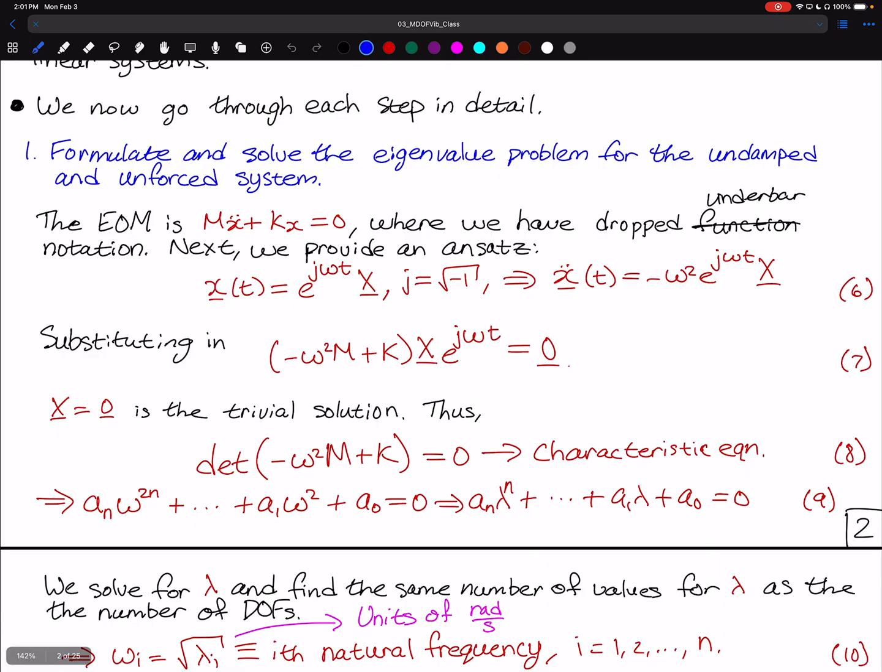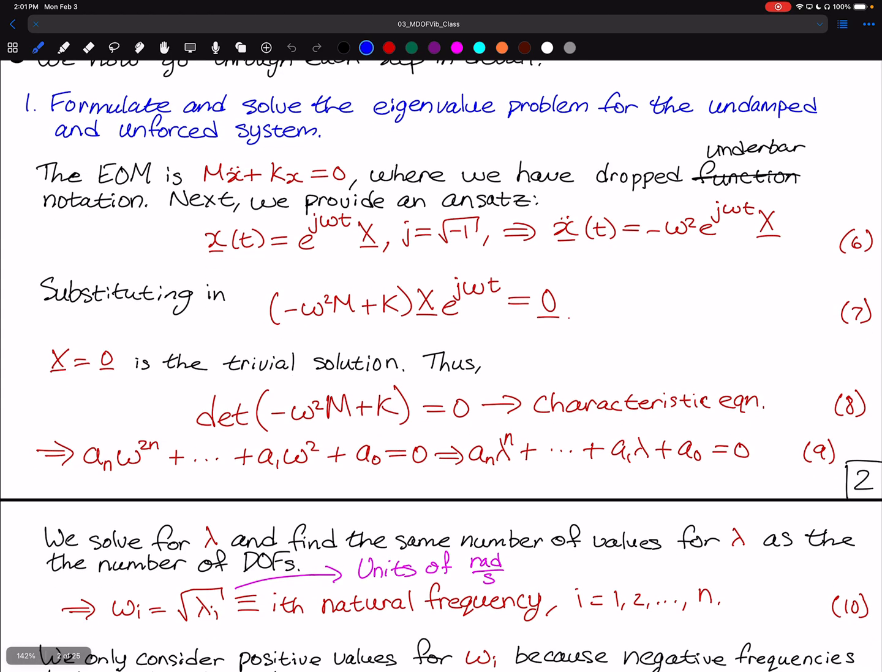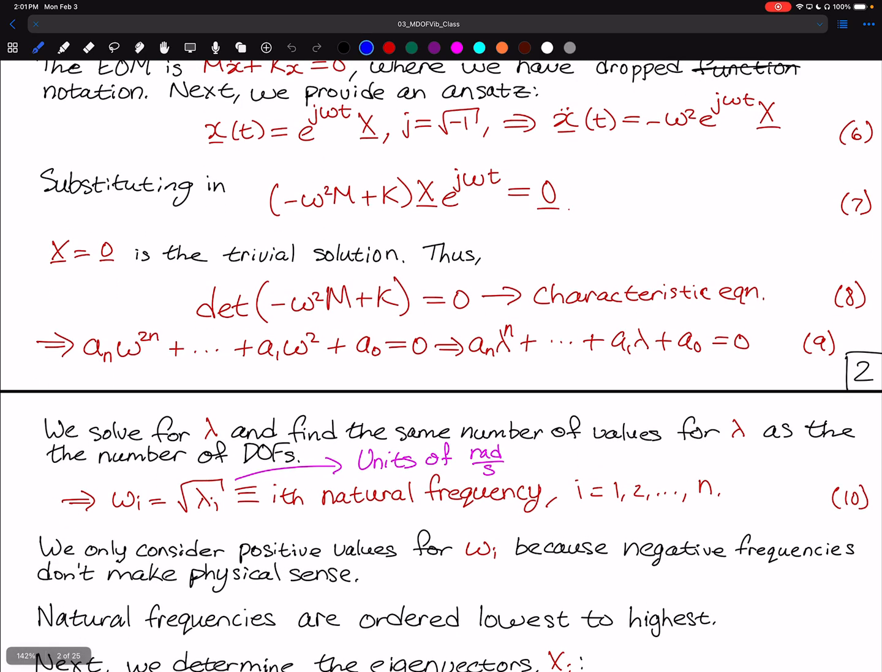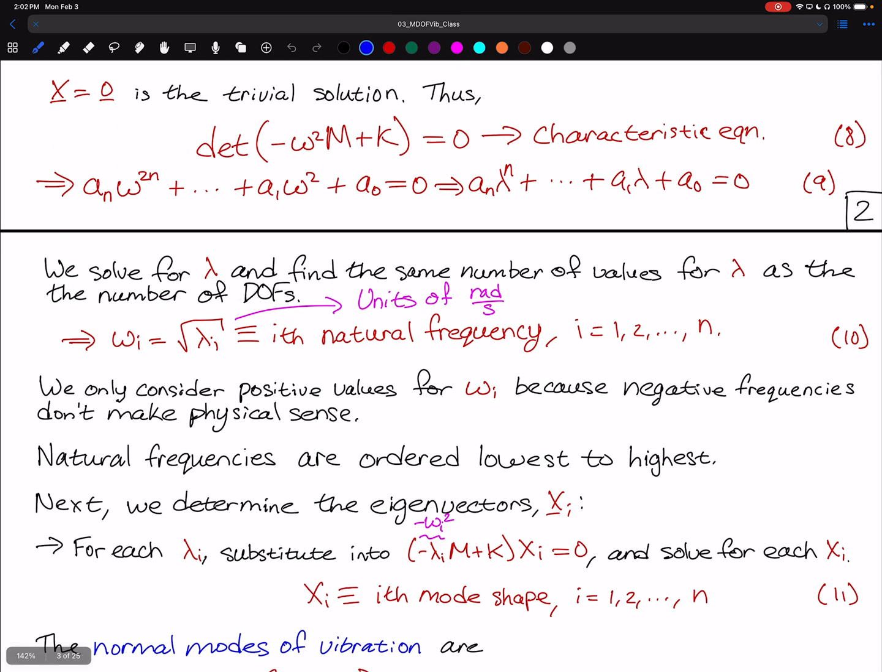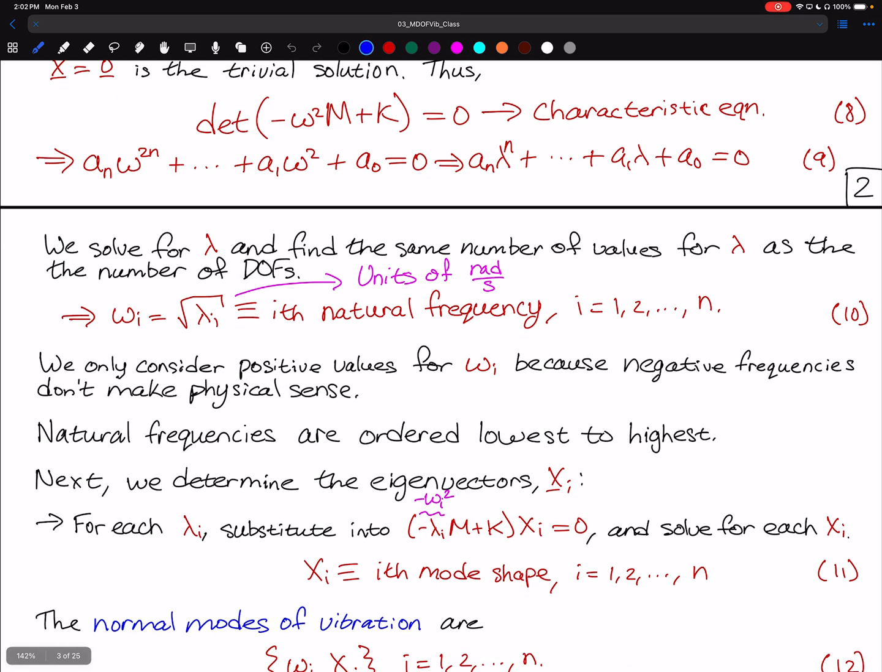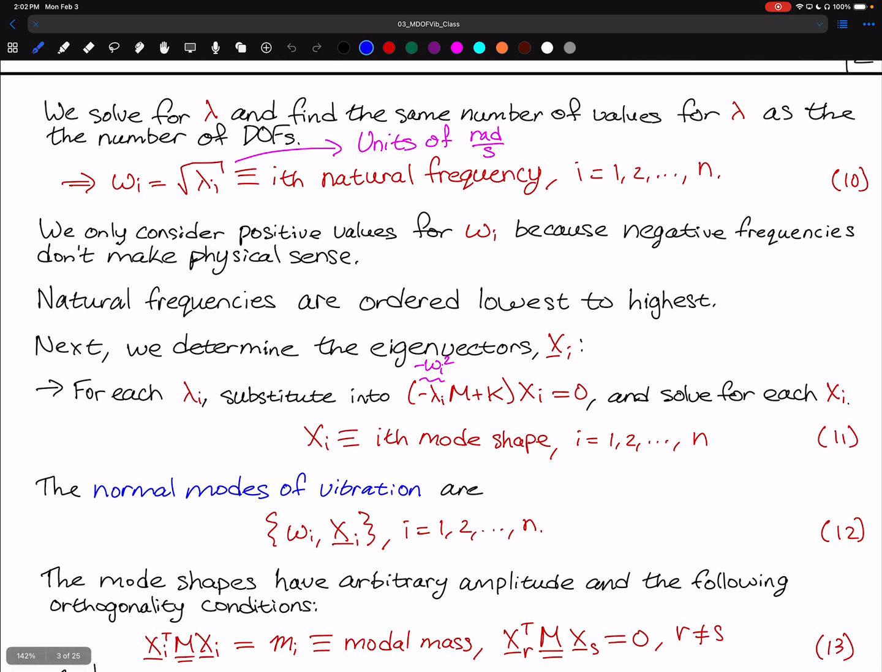We first start by formulating and solving an eigenvalue problem for the undamped, unforced system. That's exactly what we did here. We end up finding the characteristic equation for the natural frequencies, and we found that there are going to be n natural frequencies, where these natural frequencies are the square roots of the eigenvalues. We also only consider positive values for omega because negative frequency doesn't make any physical sense. I mean, mathematically it exists, but physically it doesn't make sense. Natural frequencies are ordered from the lowest to the highest, always.